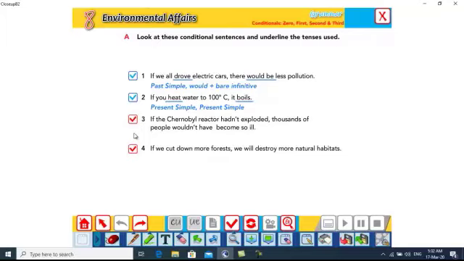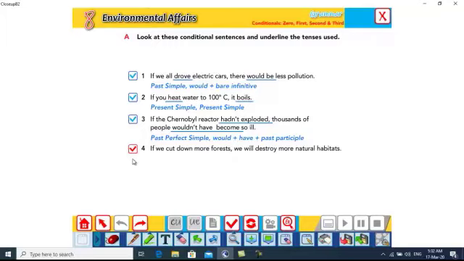Now let's move to sentence number 3. If the Chernobyl reactor hadn't exploded, thousands of people wouldn't have become so ill. Look at the tense here. If plus past perfect, the other sentence would have plus past participle, and we call this the third conditional.